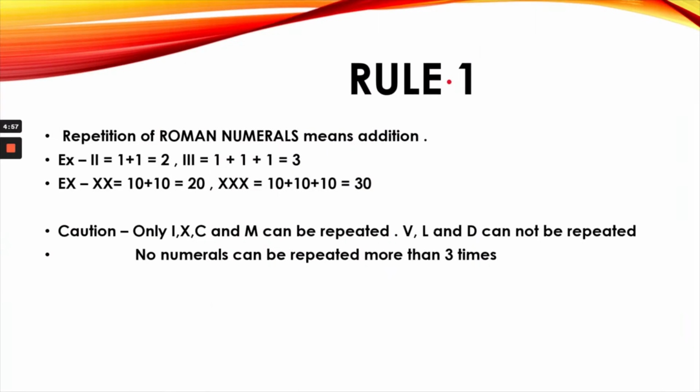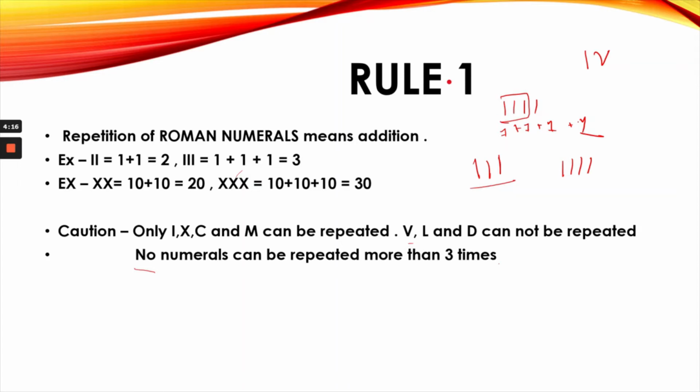So this I have told you. Now the second is that no numeral can be repeated more than 3 times. Like I am writing I I I I, which is 1 plus 1 plus 1 plus 1. I cannot write this more than 3 times. If I write I I I, this is correct. But if I write I I I I, this is not the correct way of writing 4. 4 is written with I and V. I will tell you in the next slide after some time.